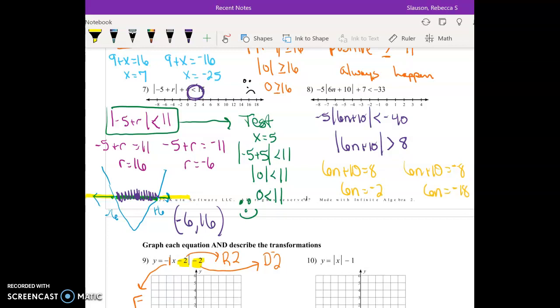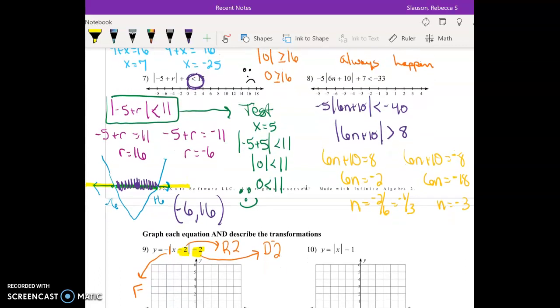And then I'm going to divide by 6. And I get negative 2/6. Or if you want to simplify that fraction, negative 1/3. And then when I divide over here, I get negative 3. So I get two answers. So now, if this were an equal sign in the problem, I'm done. But since there's the inequality, we'll have to run our test.